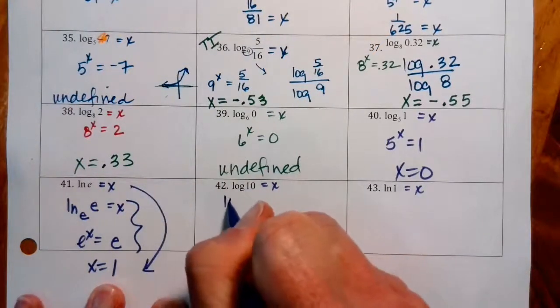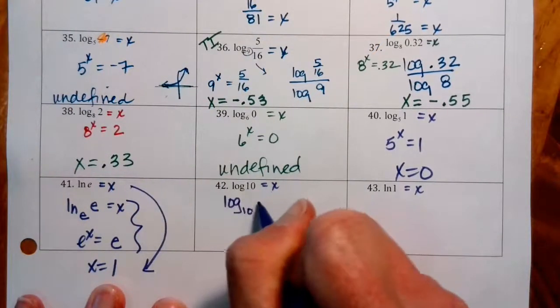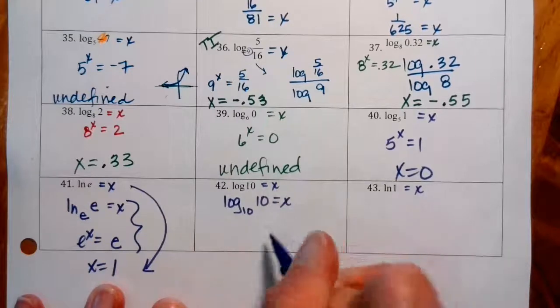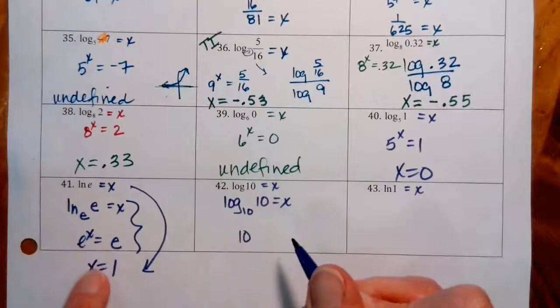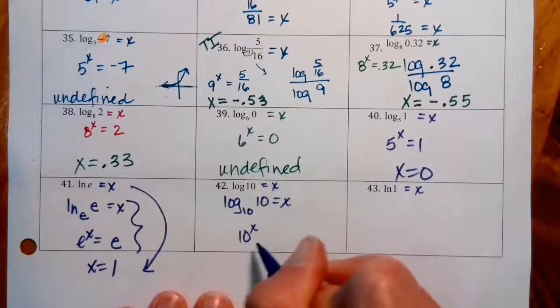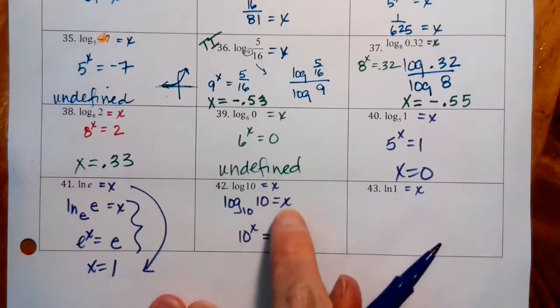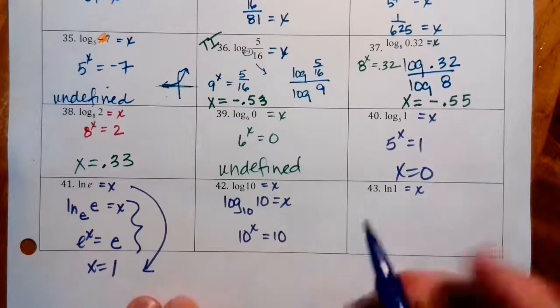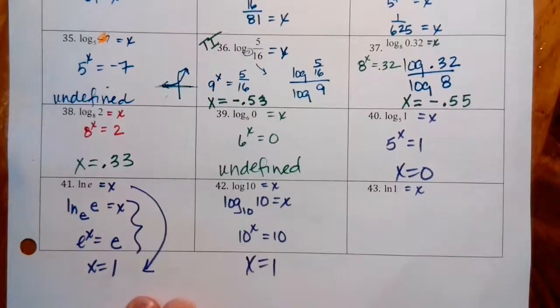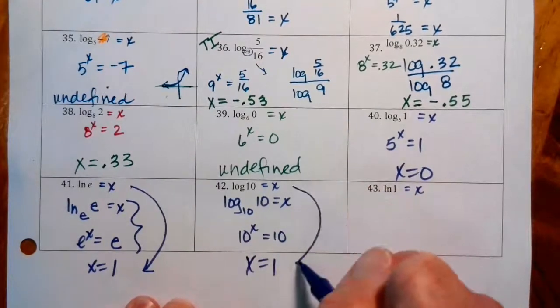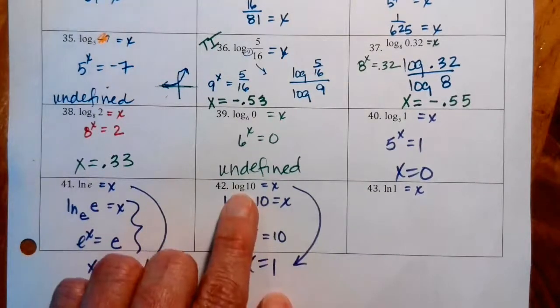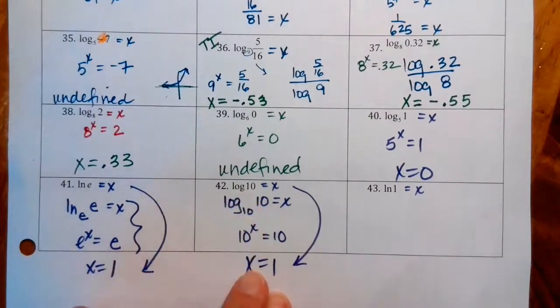Okay, let's think about this one. I've got the log base 10 that gives me 10. Well, hopefully, by looking at this one, you can see if I put it into exponential, this base to this exponent gives you what? Yeah, guess what? That's going to be, and again, the more of these you do, the more you'll recognize that the log of 10 is going to be 1.